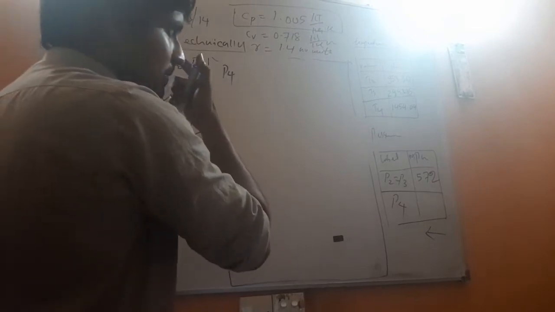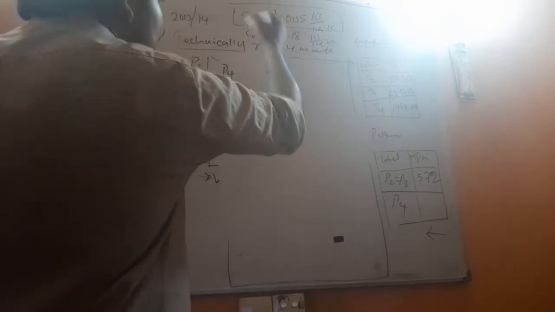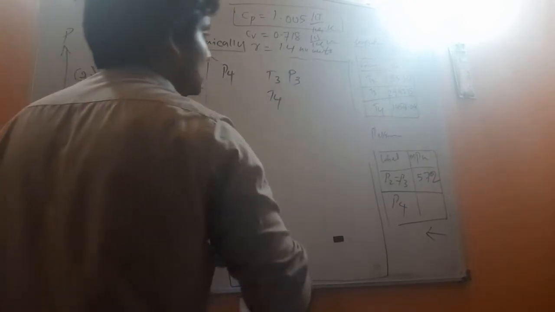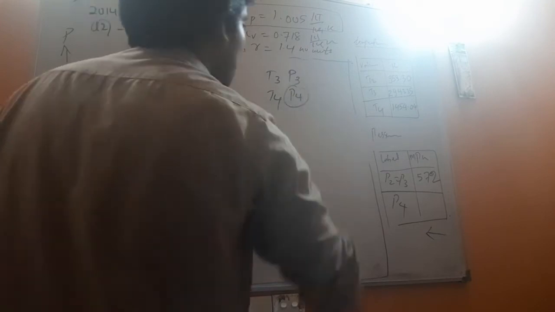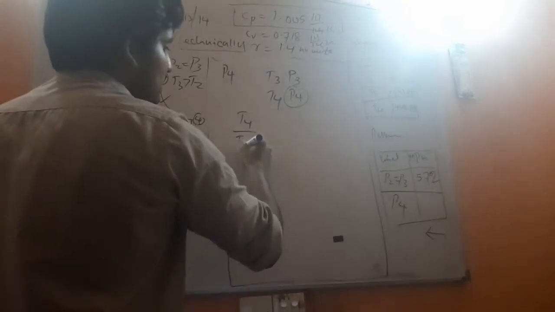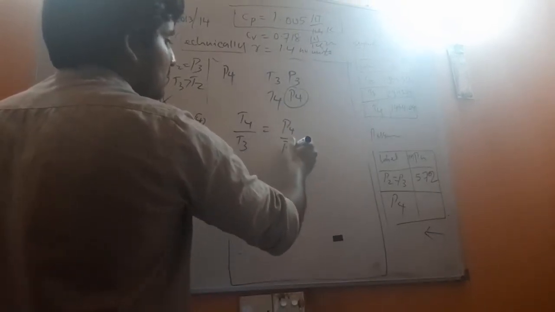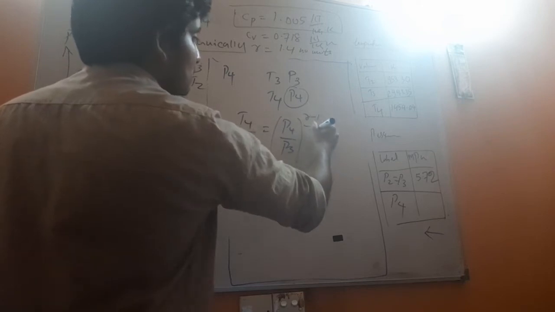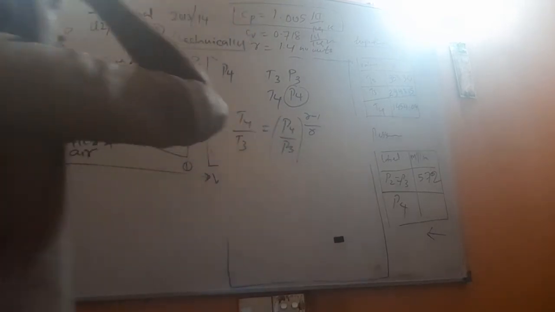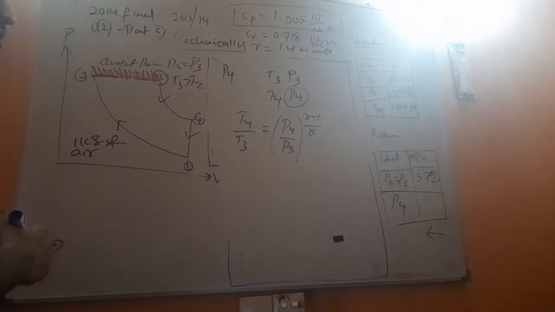Now you know T3, and also you know P3, and also you know T4. So there is no doubt, you can easily find P4. You can use this relationship: T4 divided by T3 equals P4 divided by P3 to the power gamma minus 1 over gamma. Now you have to find P4.